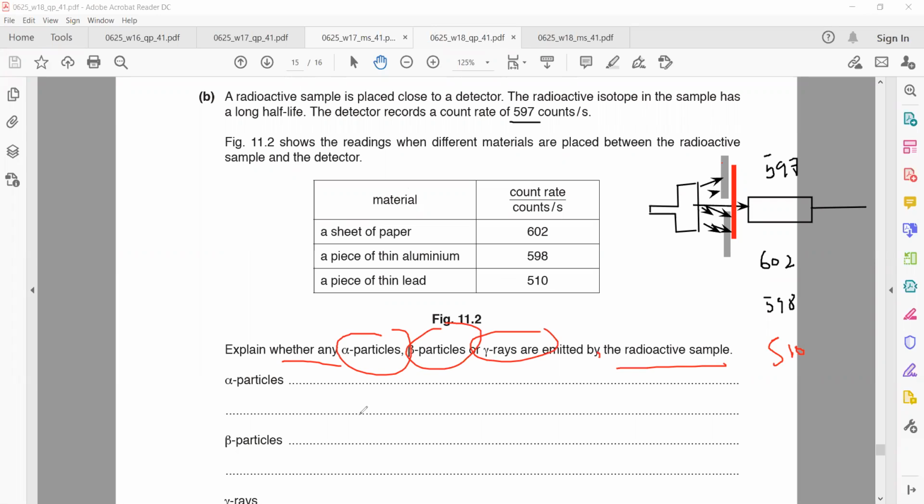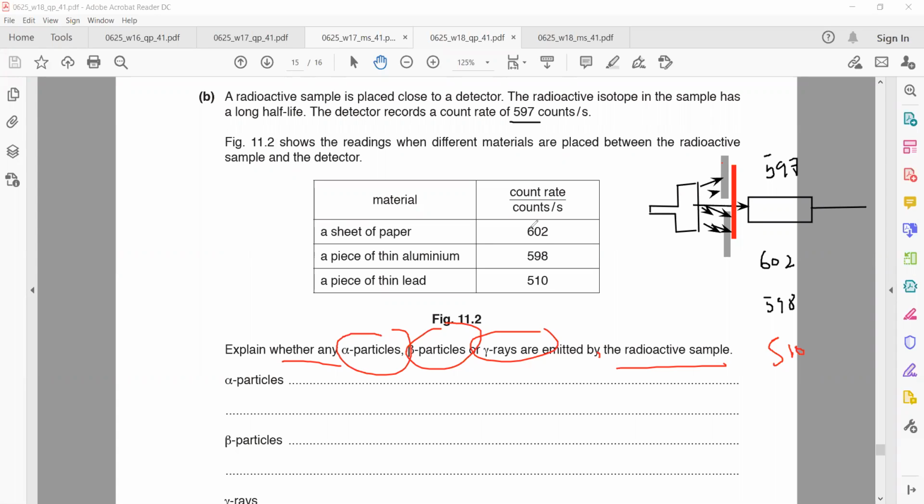Any alpha, yes or no? No, there are no alphas because the sheet of paper doesn't block them. Basically, the sheet of paper is not changing the count. Otherwise, if there was alpha, then the count should decrease considerably. But there is no considerable decrease in the counts, so it means there is no alpha.